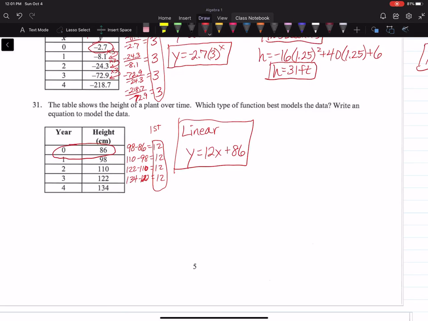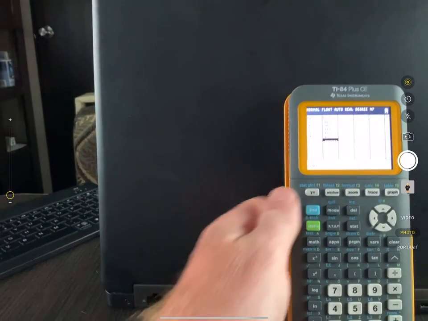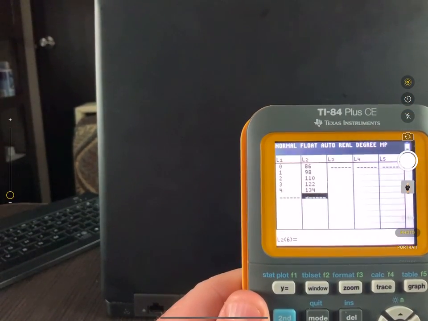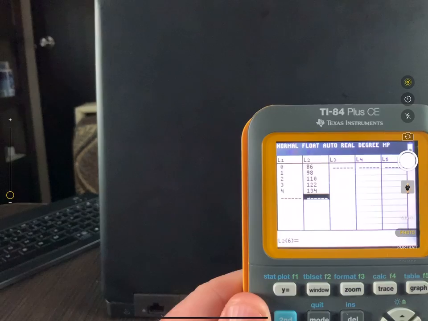I'm going to stat, edit. L1 is 0, 1, 2, 3, and 4. And then L2 is 86, 98, 110, 122, 134. Just so you can see it, because I know you didn't see me type it in, that's what your calculator should look like. L1 is the x's, L2 is the y's.